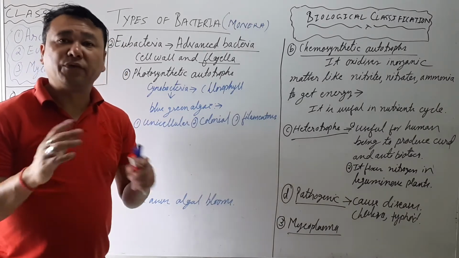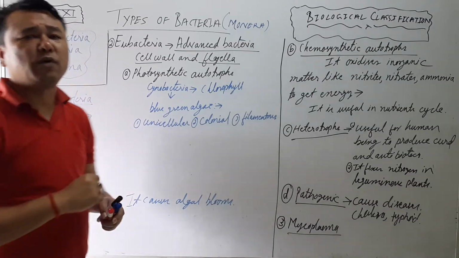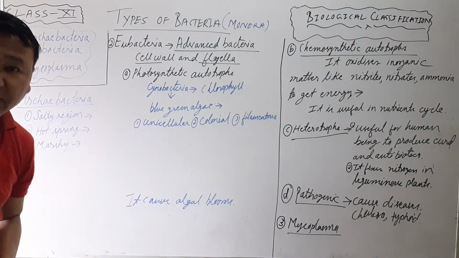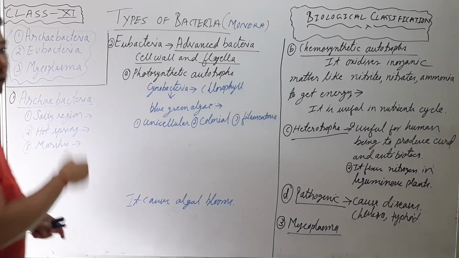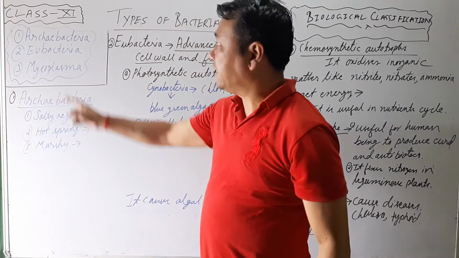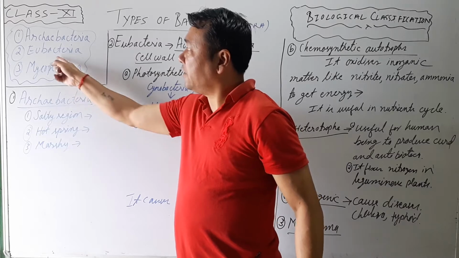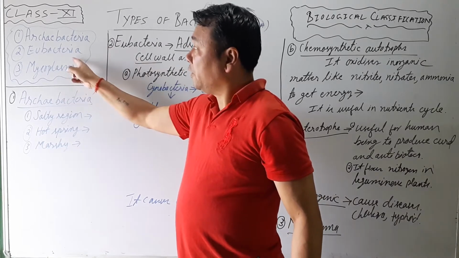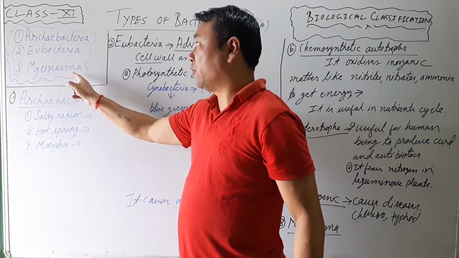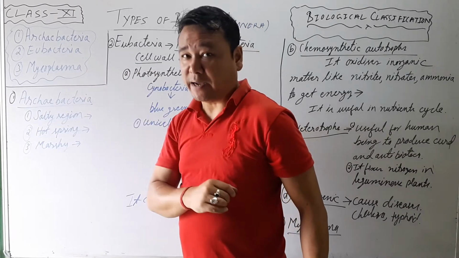Okay, let's start different types of bacteria. There are three types of bacteria: Archaebacteria, Eubacteria and Mycoplasma. Archaebacteria are the oldest bacteria, Eubacteria are advanced bacteria, and Mycoplasma is the smallest bacteria, right?